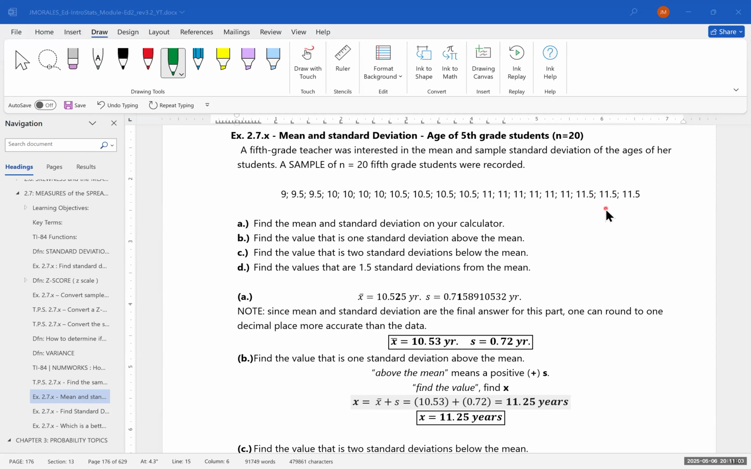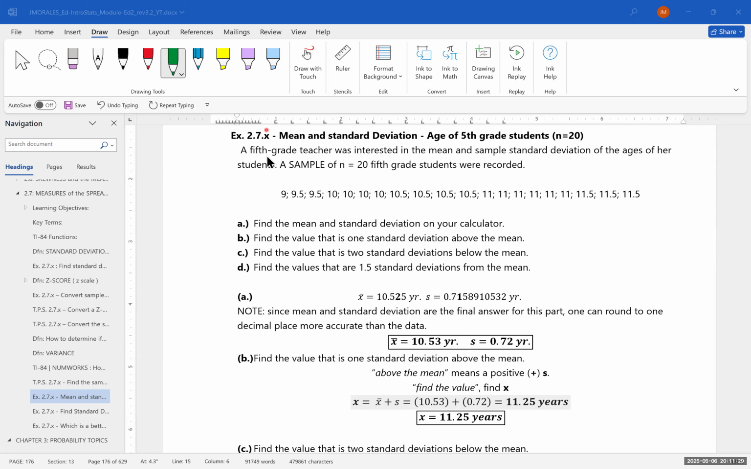All right, so here's an example where we're going to be answering some more specific questions. You might see questions phrased regarding z-scores and finding values that are a certain number of z-scores away. And so that's what this example is meant to demonstrate.